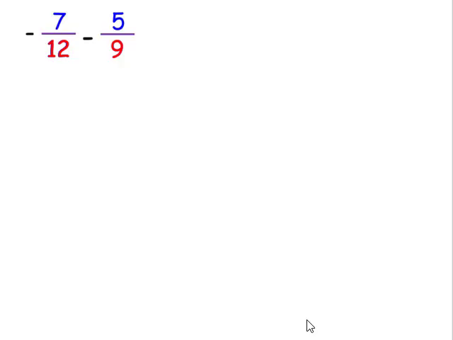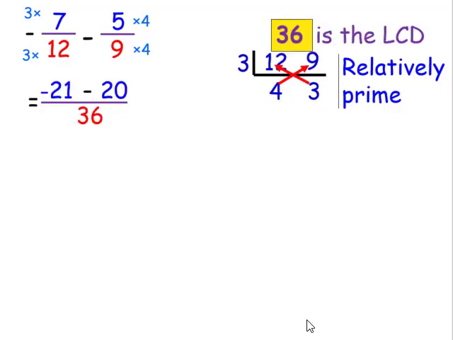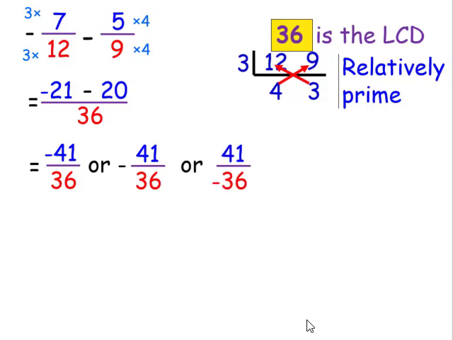This is the last example. So in this particular case, it works out the same exact way, giving us now negative 21 minus 20 over 36, which is negative 41 over 36. Or we can write it as negative 41 over 36, or even 41 over negative 36. The last way we're not going to use much until we get into a topic called slope, rate of change.